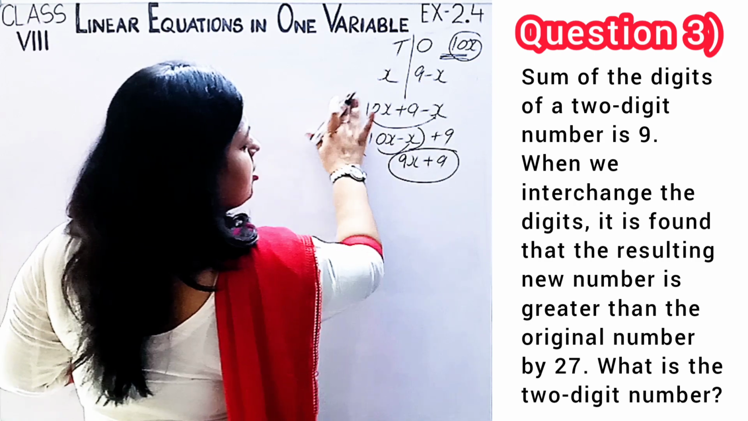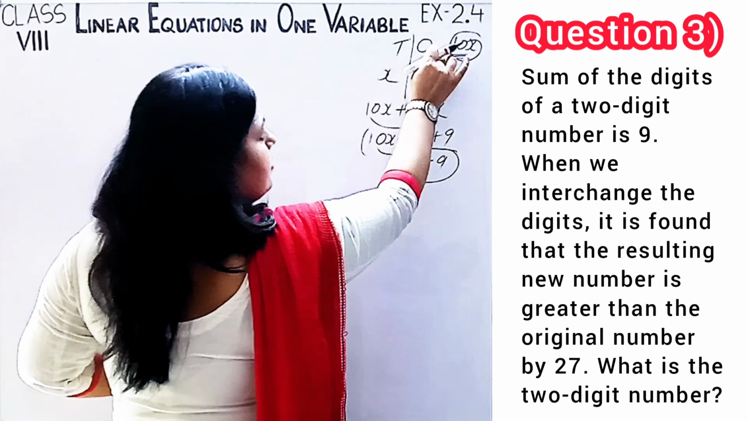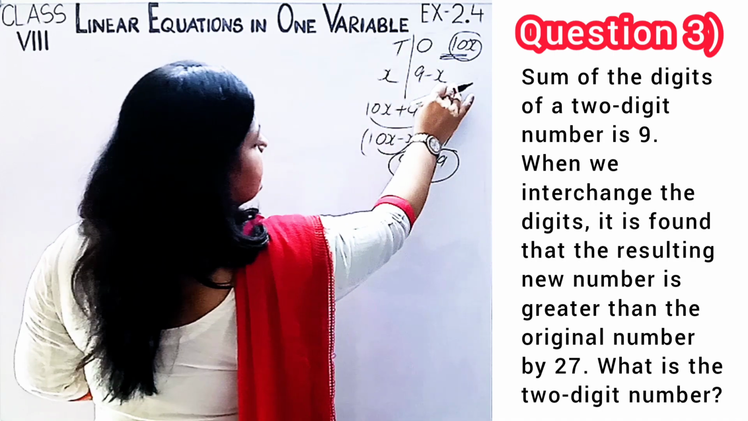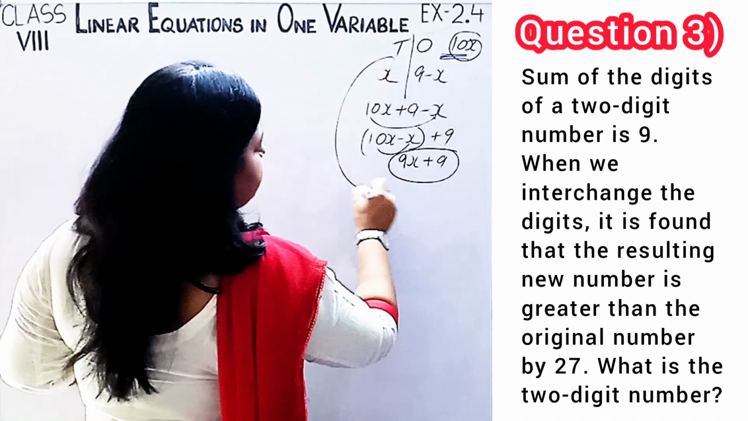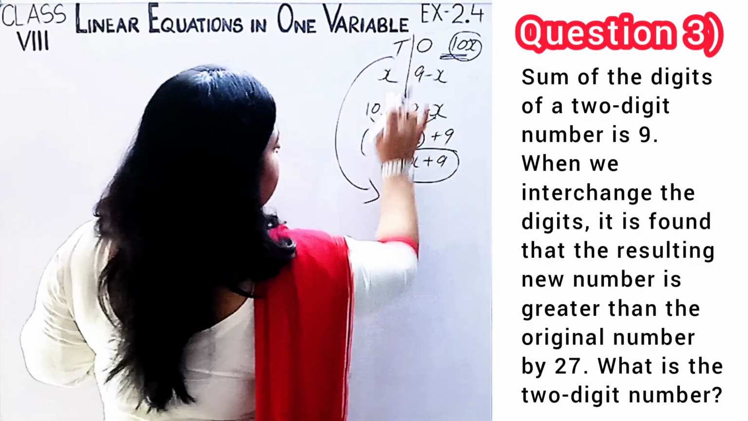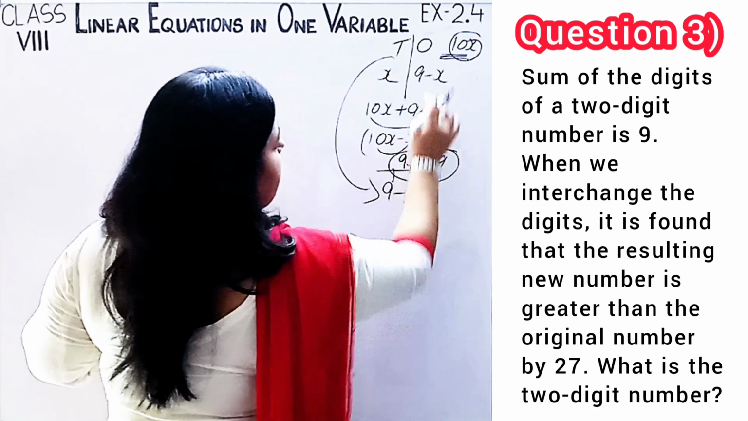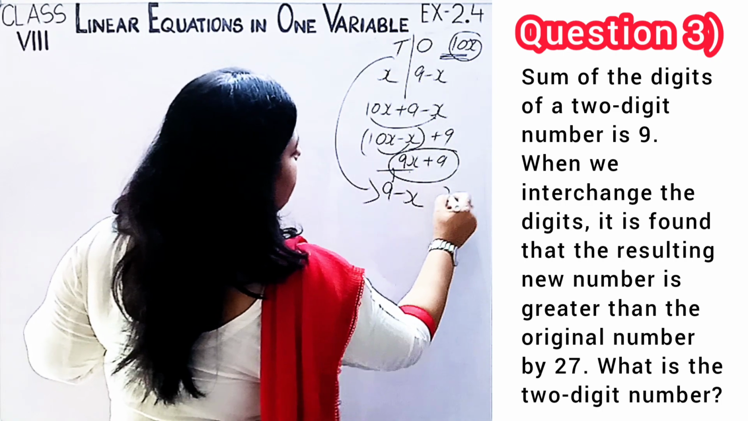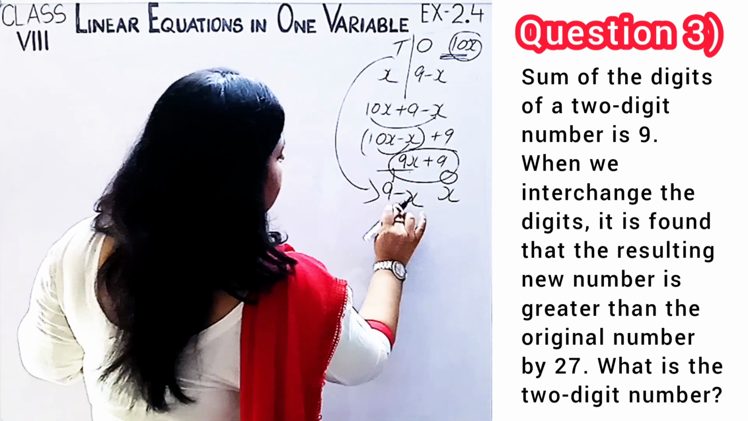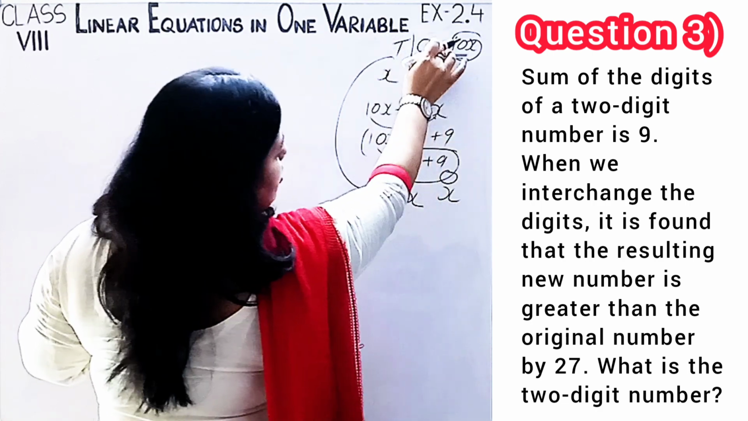Now interchanging, according to the question, we have to interchange the digits. Now the ones place will go to the tens place and the tens place will become the ones place. So here, changing digits, now it will be 9 minus x, this is our tens place, and the ones place will become x only. So here we have 9 minus x at tens and x at ones.